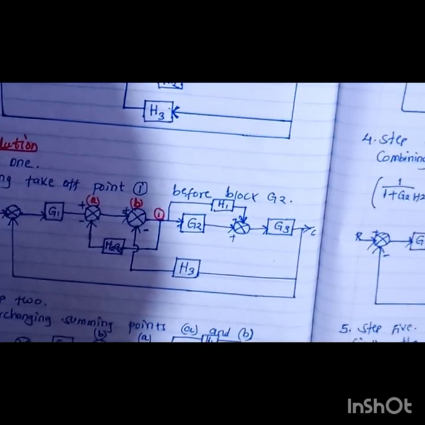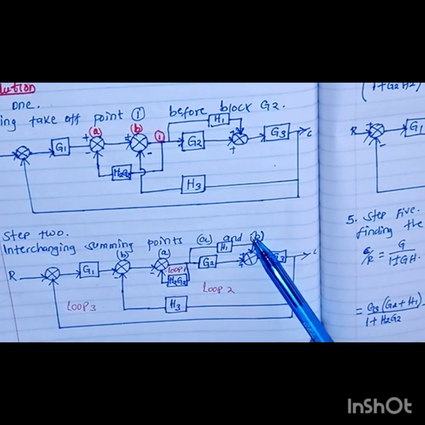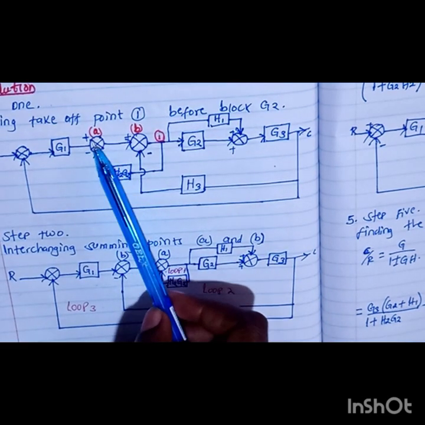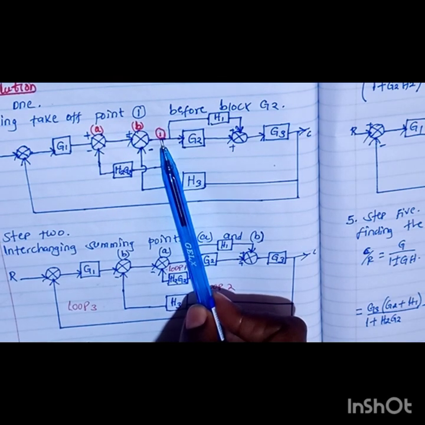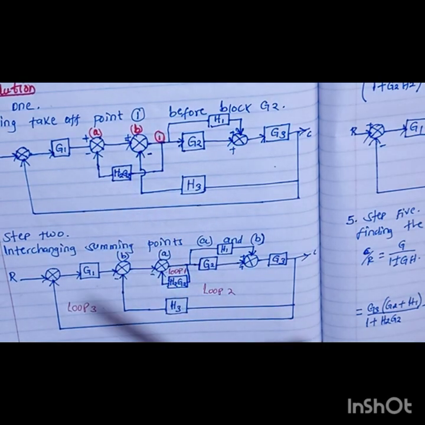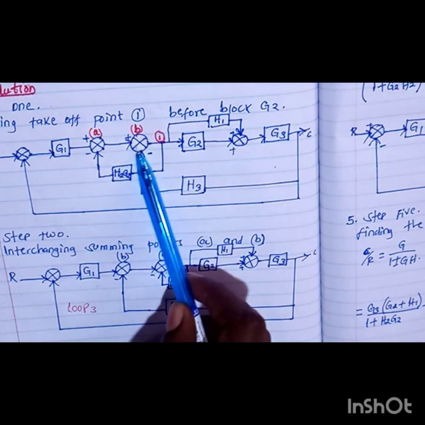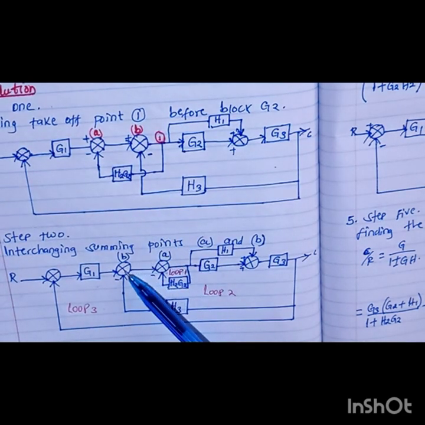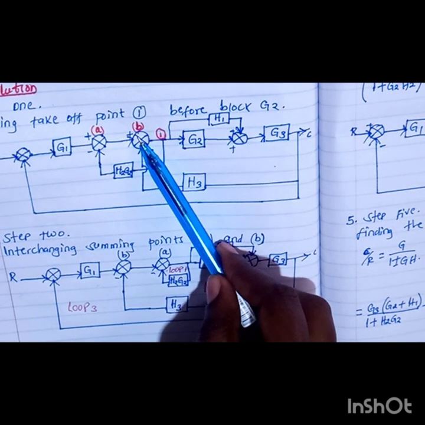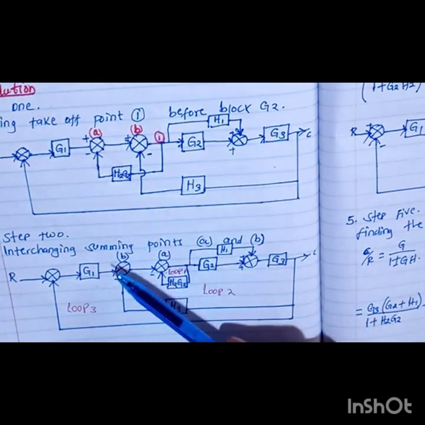And our step number two is interchanging the summing points A and B. You can see in this diagram, I have the summing point A and summing point B. You can see when I place them like this, these lines are just crossing each other. So I want to ensure that the lines do not cross each other. Therefore, I need to interchange those summing points so that summing point A will be at this position, and then summing point B will be at this position.